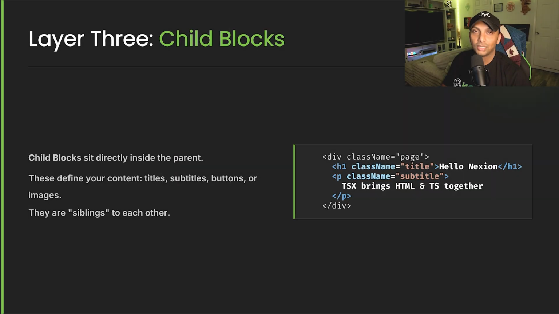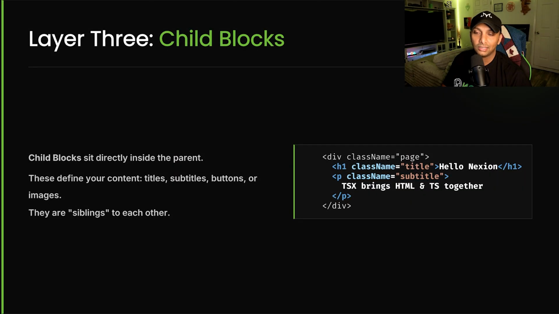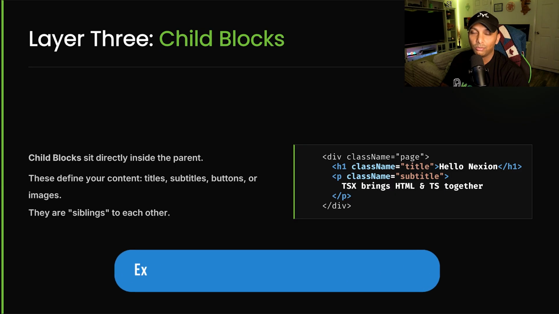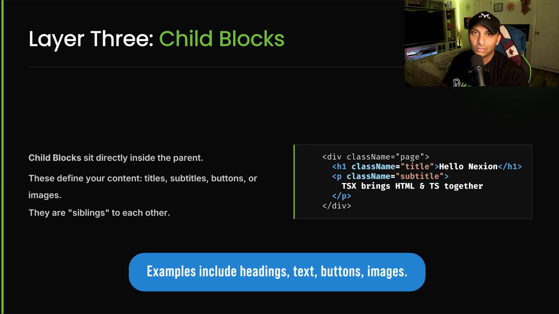Now within the child block, we actually have the class name of title. We have the class name of subtitle, right? We have headings, we have paragraphs within TypeScript. Headings you can go from 1 to 6, and then paragraphs you just have smaller text. From 1 down to 6, you have larger to smaller font. And you could change that as well within CSS.